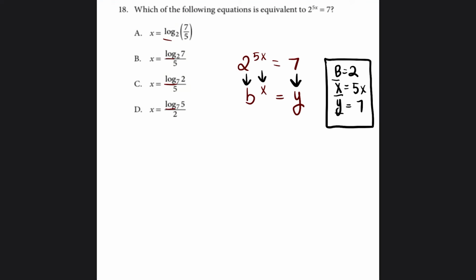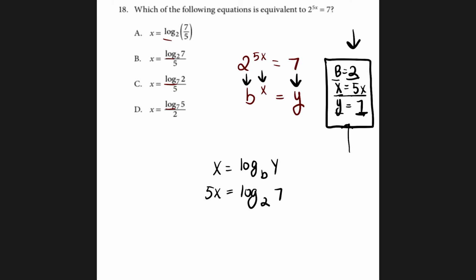Okay, so now that we have b, x, and y, we can go ahead and put it into x is equal to log_b of y. So x is 5x, so we're going to put 5x is equal to log. B is equal to 2, so we're going to put 2 down here. And then y is equal to 7. See how easy it was to fill in when we completed this box?